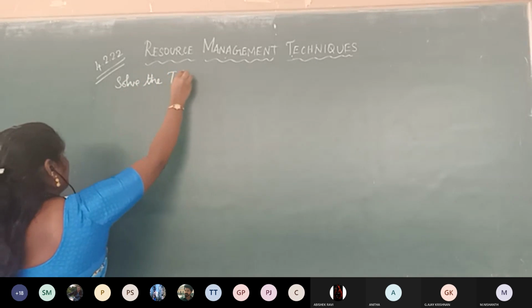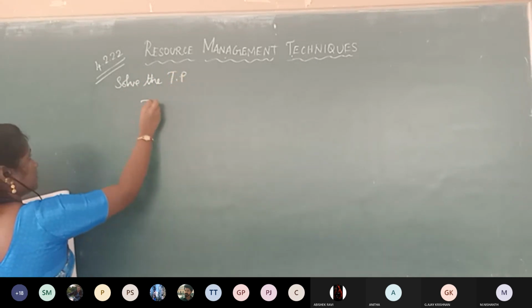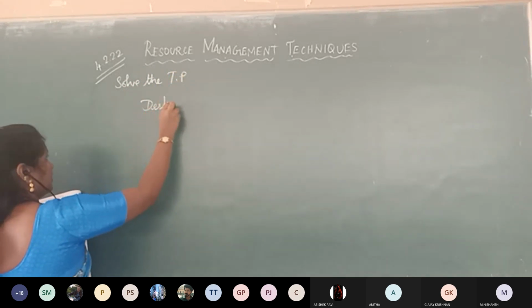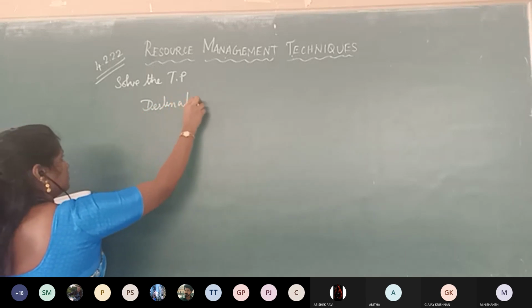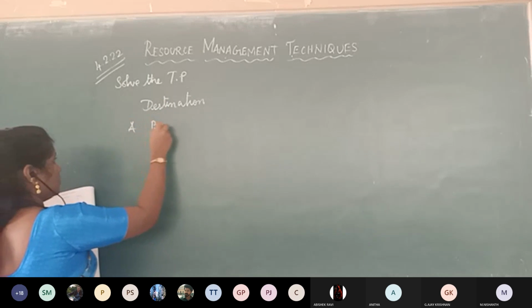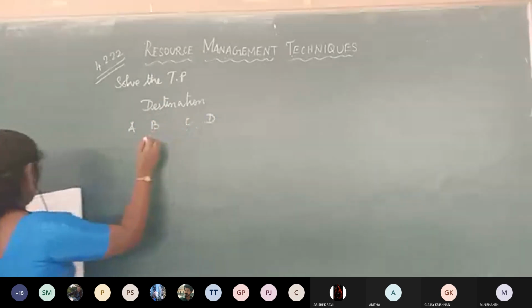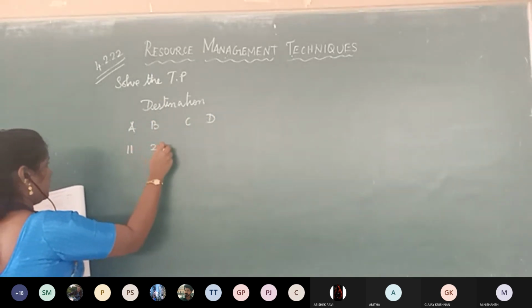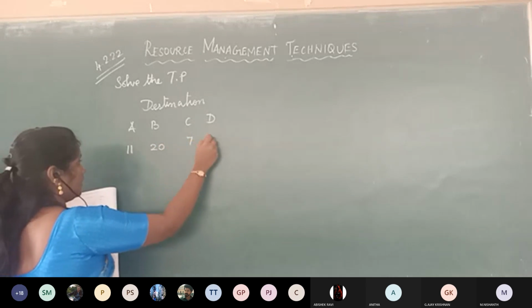Solve the transportation problem. And the problem is given, like, destinations we have given. The destinations are A, B, C, D. Values are 11, 20, 7 and 8.